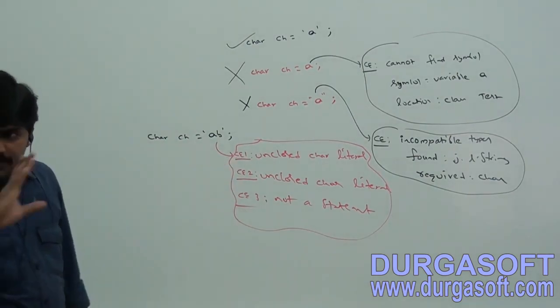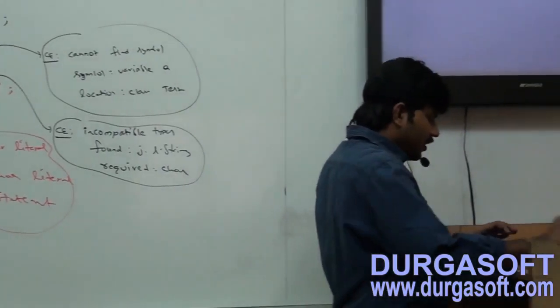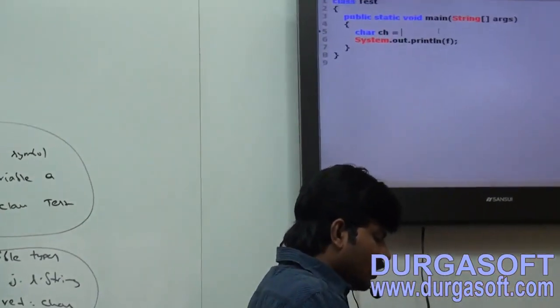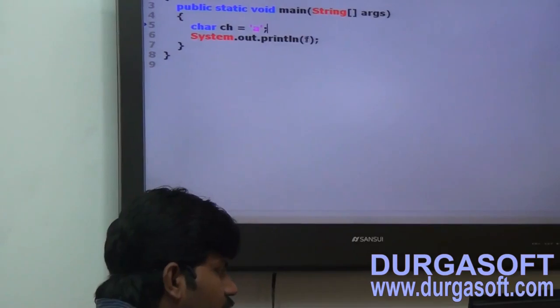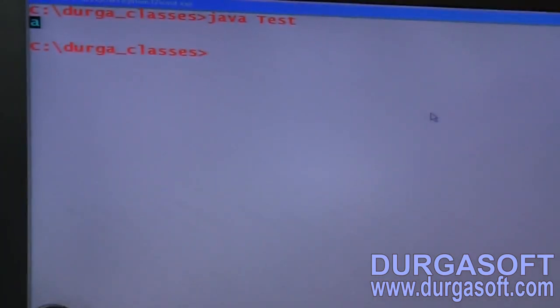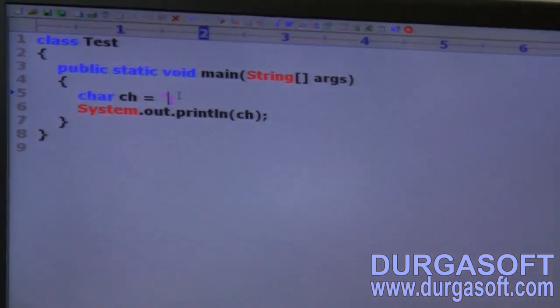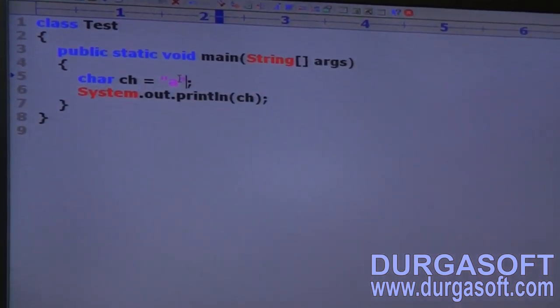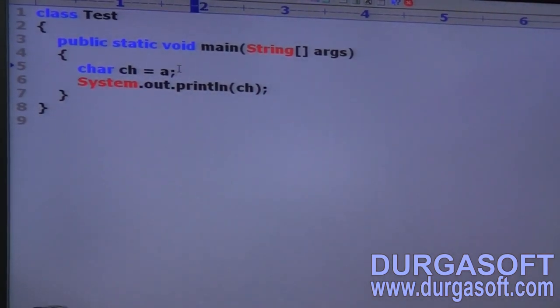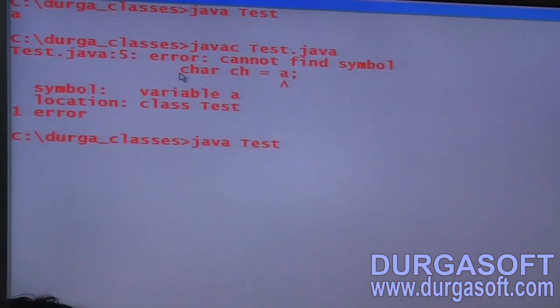Let me execute this one. Char ch is equal to 'a', and I am taking SOP of ch. Valid, no problem, I am getting a. Next, char ch is equal to a within double quotes. Or otherwise, let me remove the double quotes, no quotes at all. Now a compile time error. Have you observed?